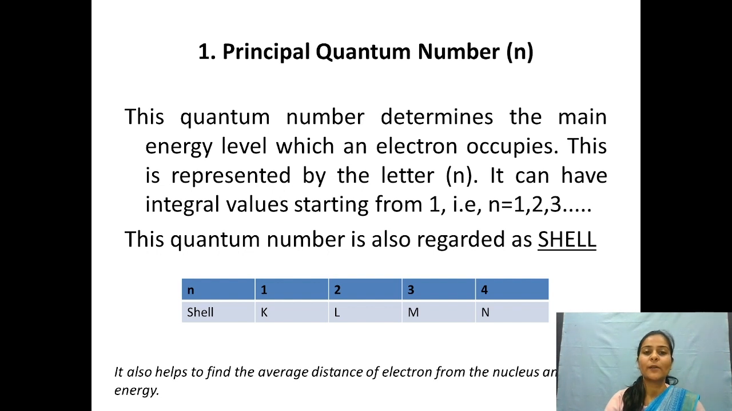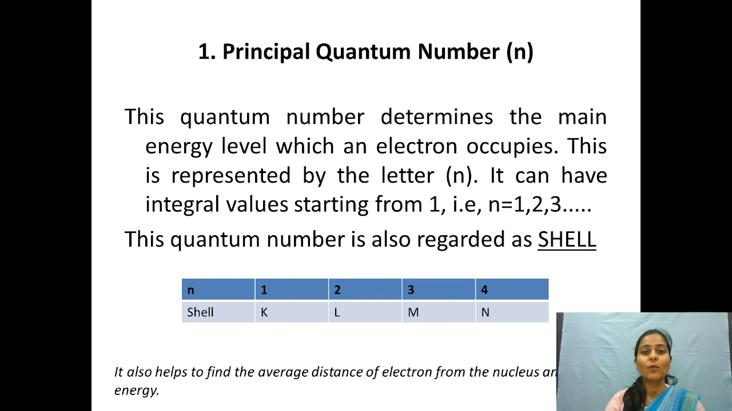So this quantum number can also be regarded as the shell; in which shell the electron is present can be determined by the principal quantum number. You can see from the table when n is equal to 1, the shell will be K, and these names of the shells must be written in capital letters. For n equal to 2, the shell is L, for n equal to 3, the shell is M, and similarly when n is equal to 4, the shell is N.